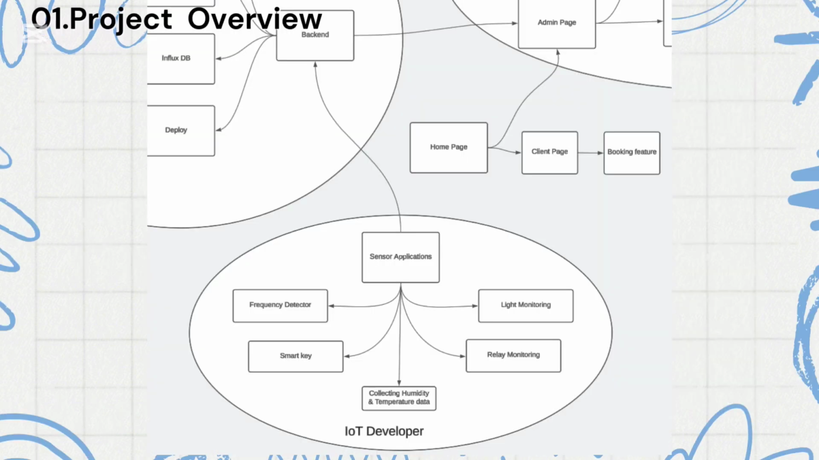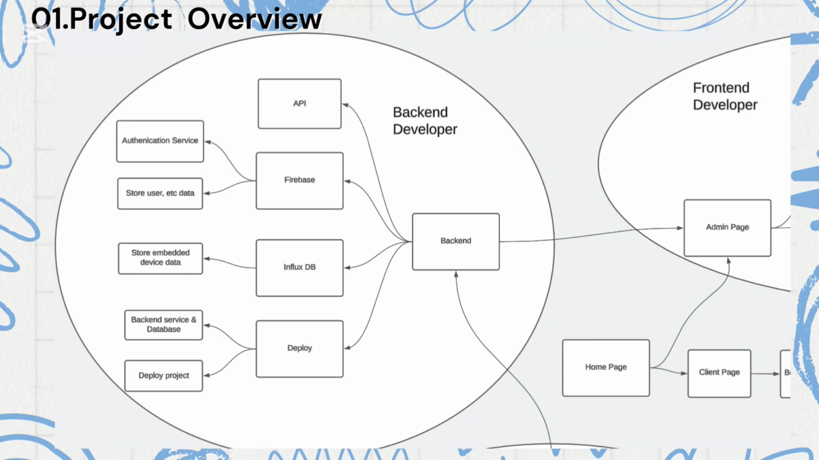This is our application. This is the data flow. It starts from the sensor applications. It has some features such as frequency detector, smart key, collecting humidity and temperature data, relay monitoring, and light monitoring. Then it is sent to the backend side.